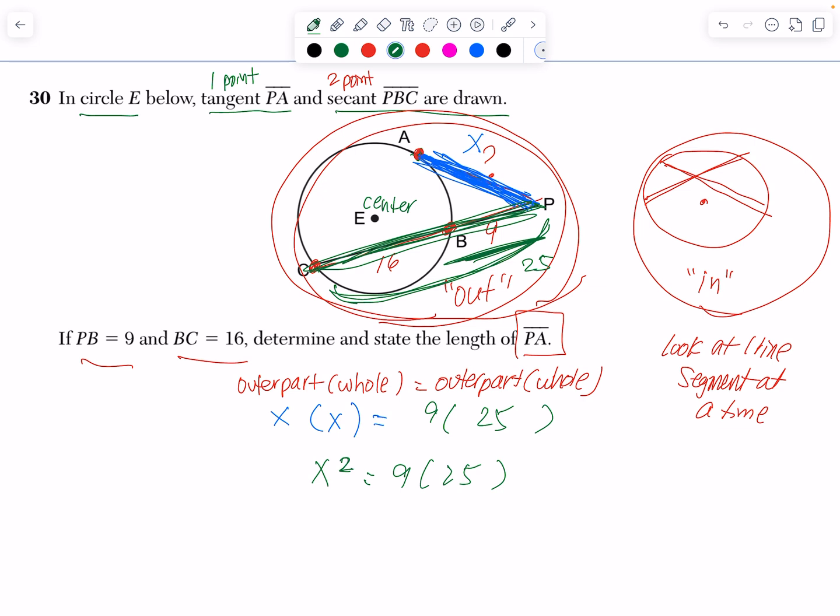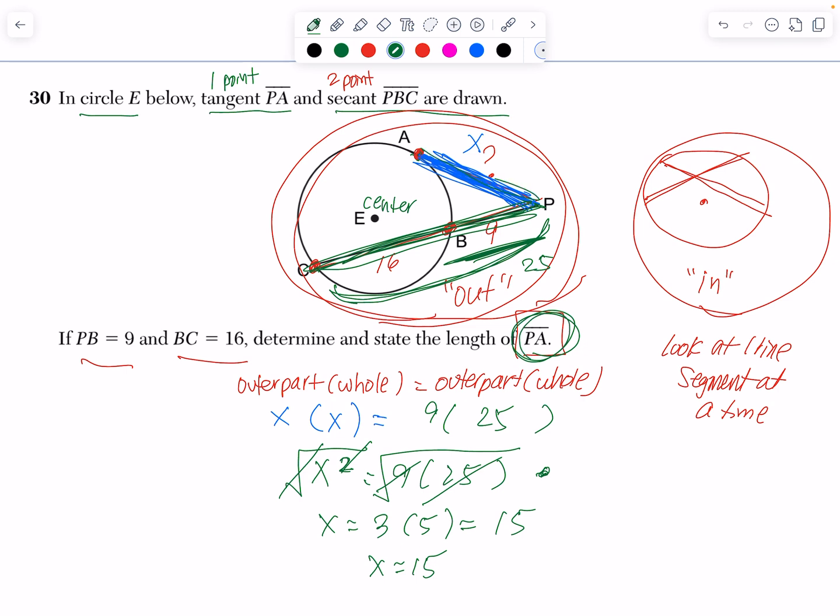So opposite of a square is square root. What you do on the left, you do to the right. And so what's the square root of 9? 3. What's the square root of 25? 5. So 3 times 5 is 15. Now, if you multiply 9 times 25, you get 225, and the square root of 225 is also 15. But if you're going to break down the numbers, might as well leave it broken down already like I showed you right here. So here, X is 15, and go back to the problem.